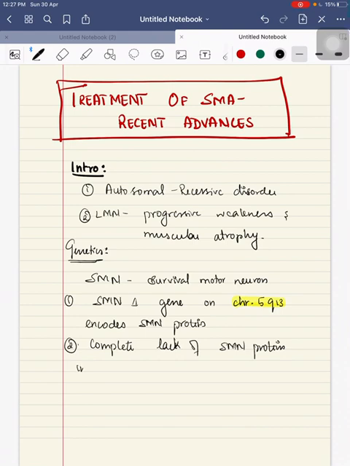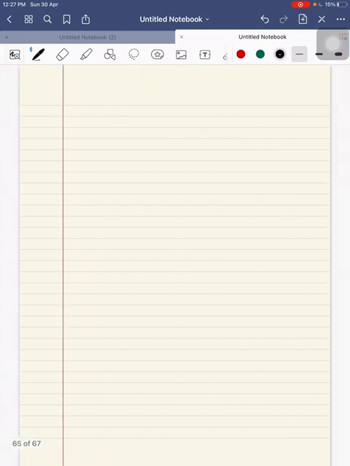So when there is a complete lack of SMN protein in humans, it is lethal, leading to SMA. Okay. So what is the primary role of this SMN protein? We'll see the primary role.